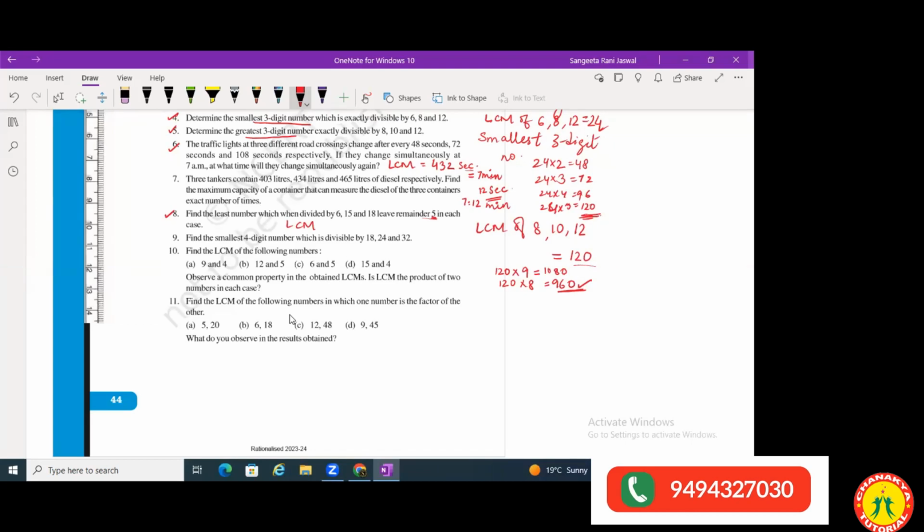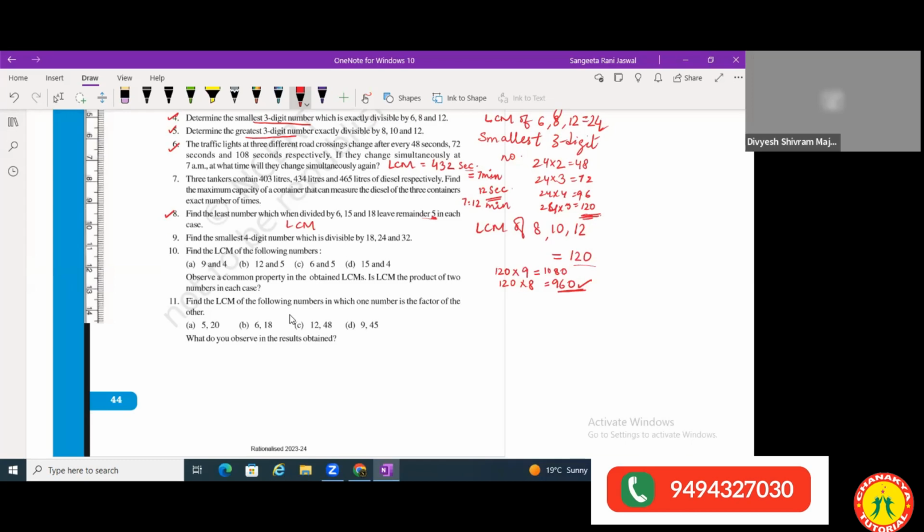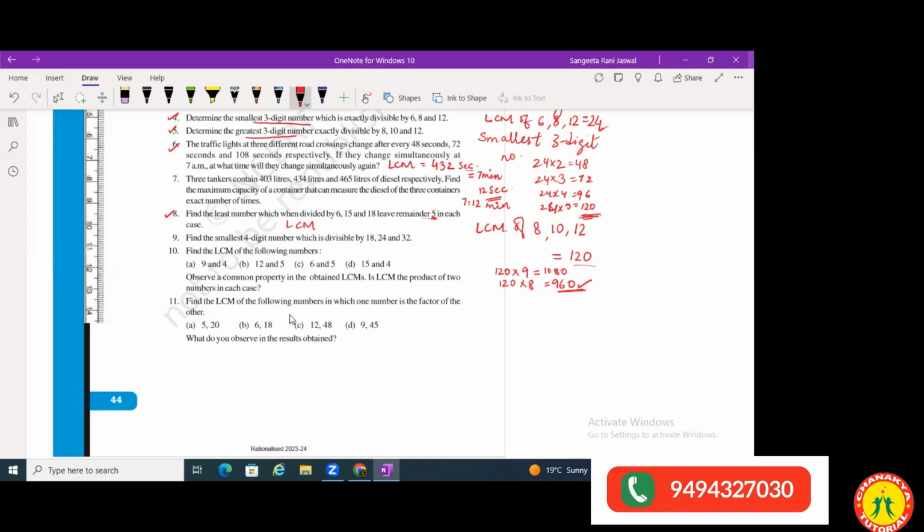90. Now you add 5 to 90. So that is the required number, 95. Okay, so that is the required number. You understood this? So 95 is the required number. When you divide this by 6, 15 and 18, it leaves the remainder 5.